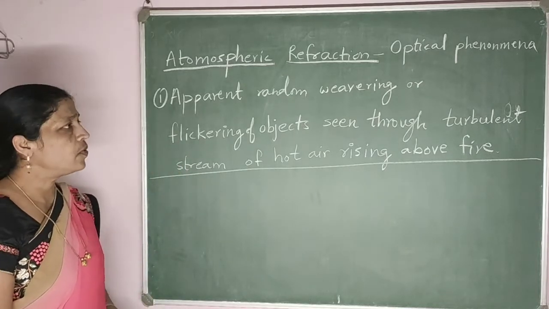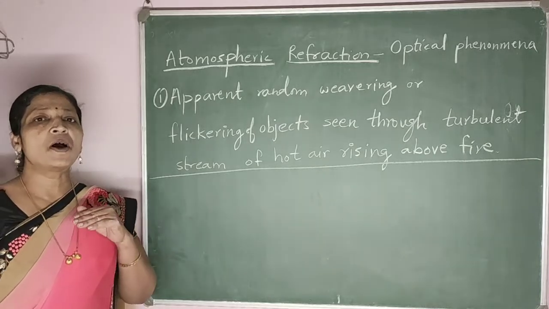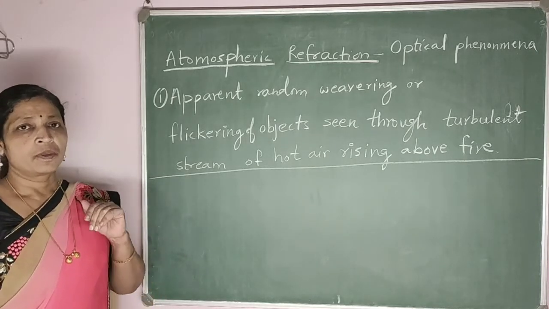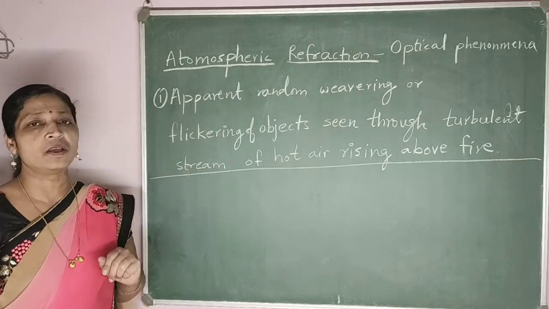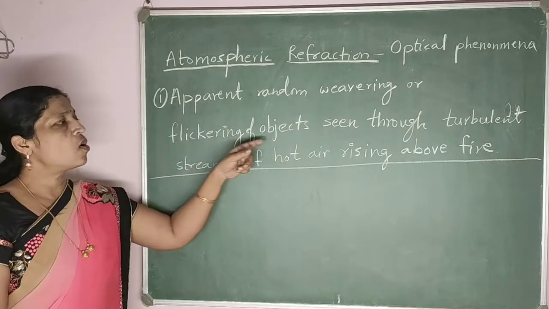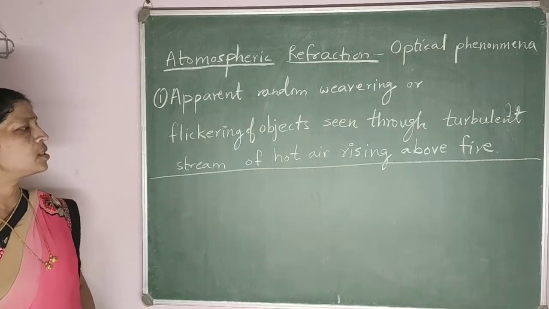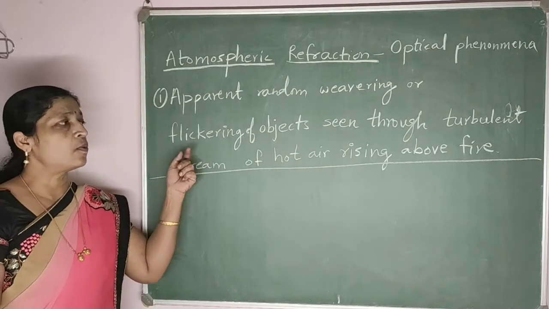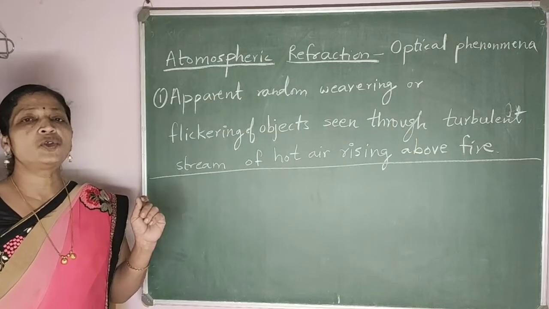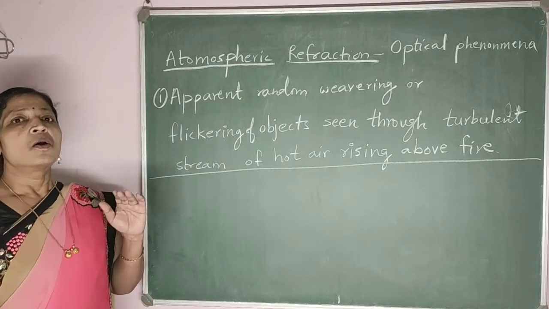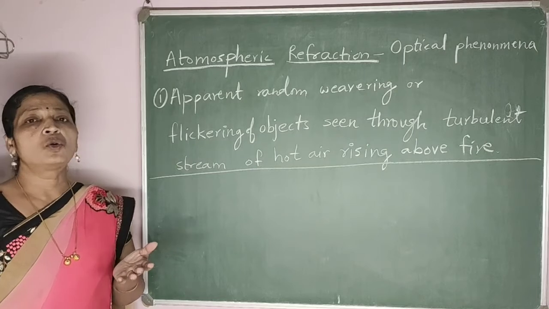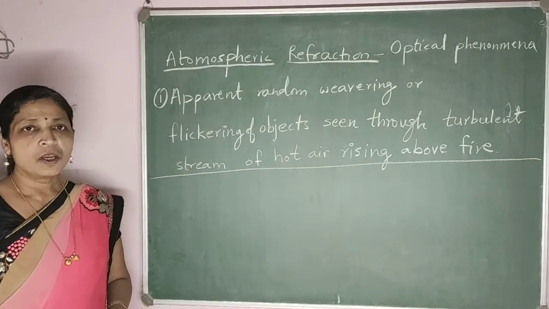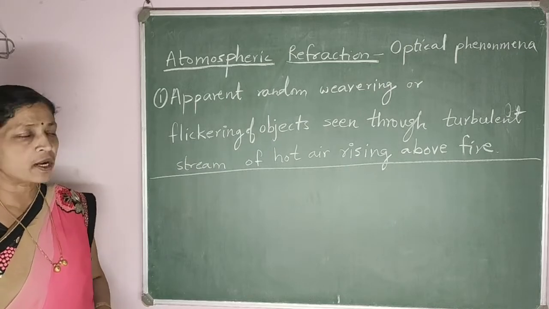What does apparent random wavering mean? When you look above a fire, you can see waves of air. That is called apparent random wavering, or flickering of objects seen through a turbulent stream of hot air rising above fire. Flickering of objects means fluctuating the position of the object at which you are looking through the hot air above the fire. That is known as flickering of objects. So let us discuss this with a simple diagram.